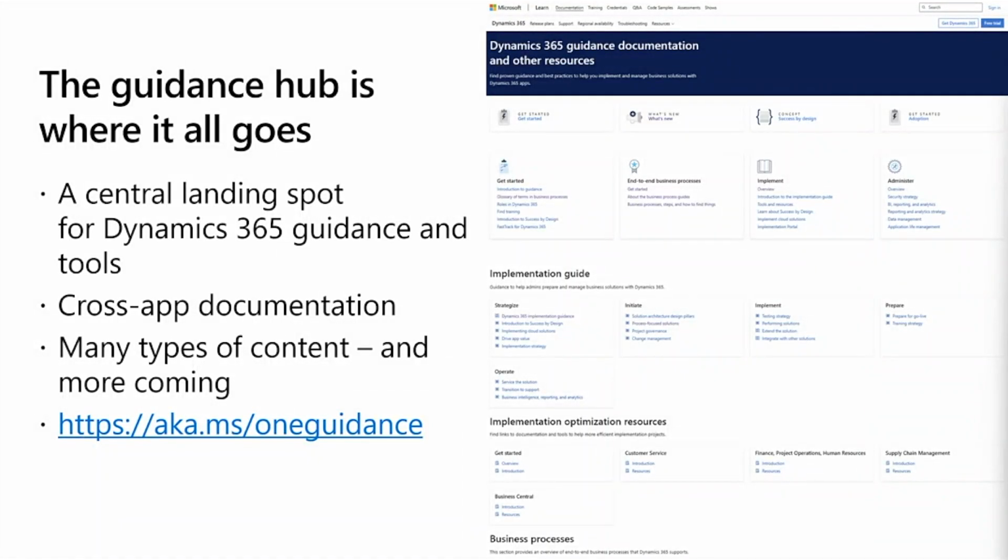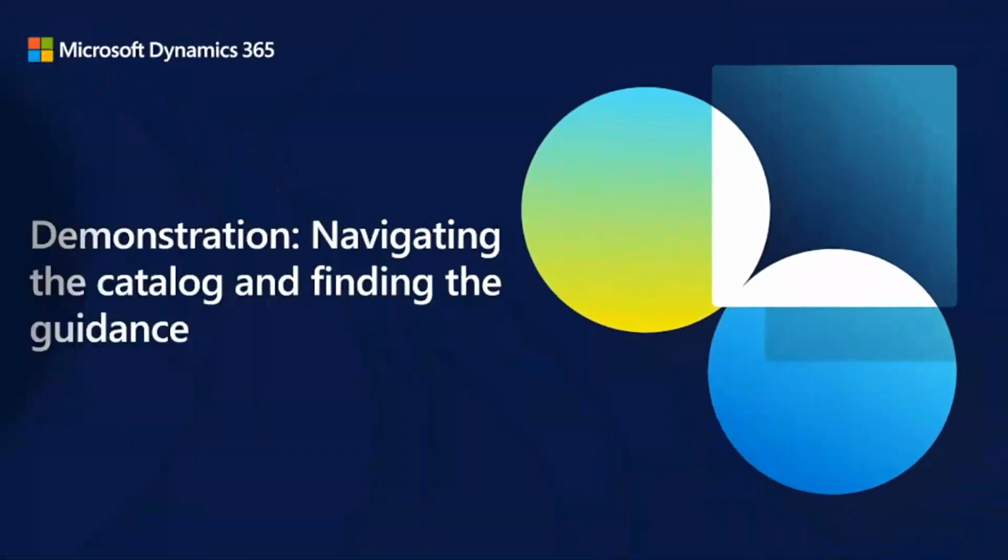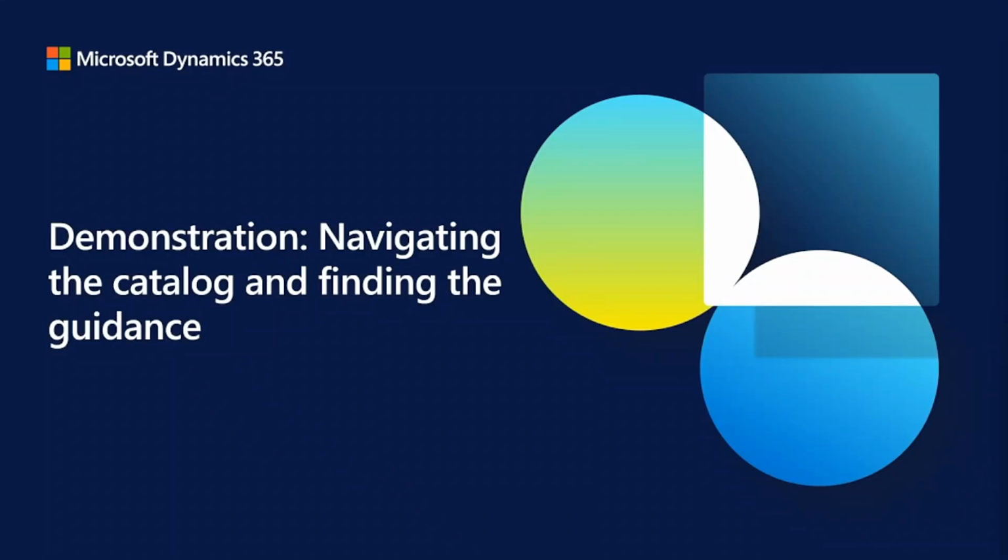The recording for that should have already been published, but they're having some backlog issues in the team, so it's not published yet. But it's where you'll find all of the cross-app documentation and all sorts of different content. If you want to learn more about what's available out there, I do encourage you to check out TechTalk number 1. And that's all found at aka.ms/1guidance. So what I want to do now is switch over and show you a little bit about how to navigate the catalog and how to find that guidance.